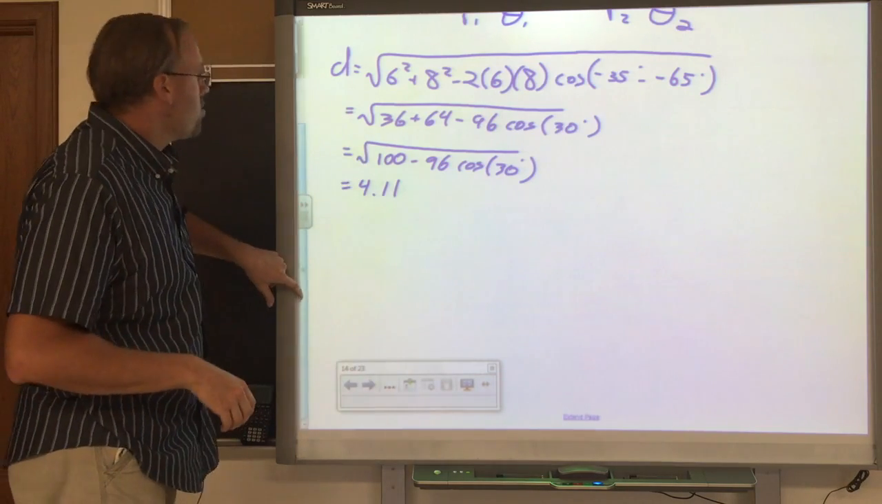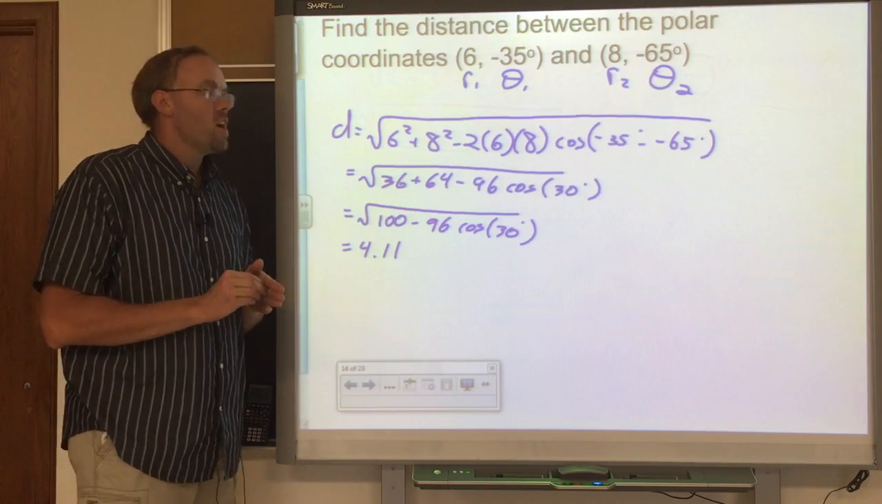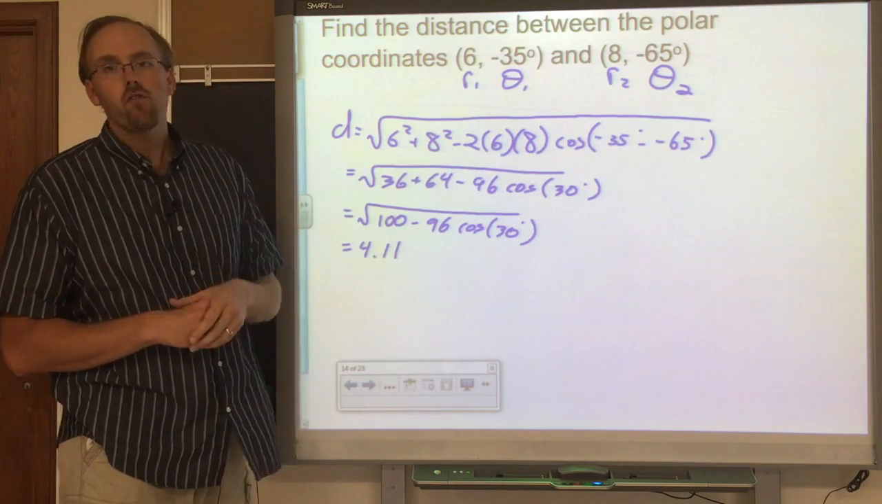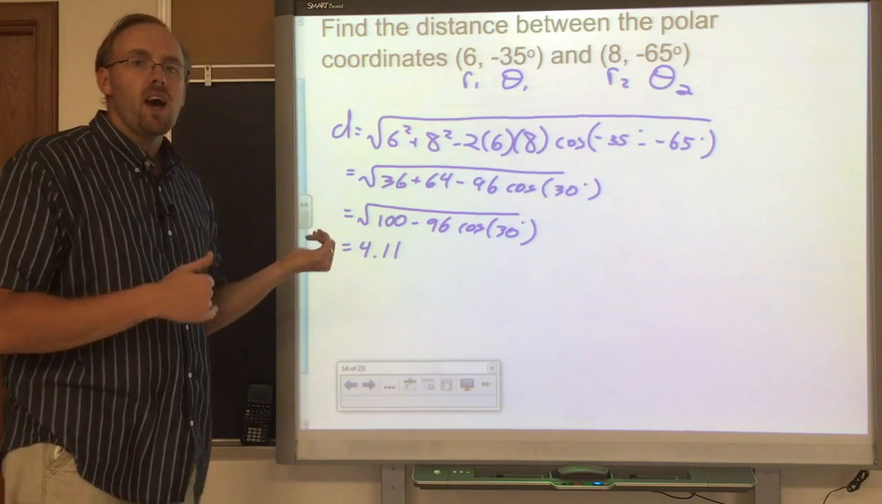And again, this is just a take on the law of cosines. If you'll notice, there's some structural similarity that you see if you look back at that formula.